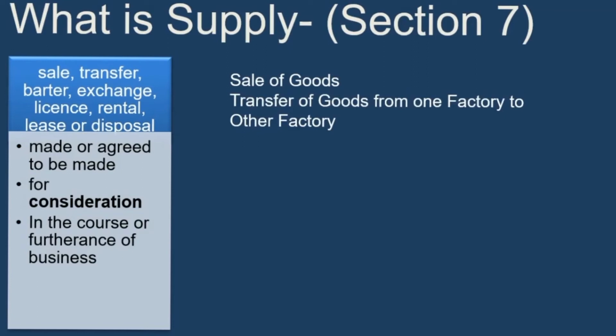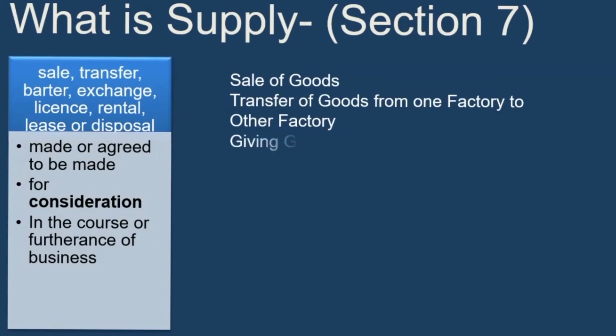Transfer. Transfer means transfer of goods from one factory to another factory. There are two factories of a person, one in Maharashtra and one in Gujarat. Transfer of goods from one factory to another is also treated as supply, provided the following three conditions are fulfilled. All these types of transactions will be treated as supply if these three conditions are fulfilled. What are the three conditions? They are made or agreed to be made, meaning they are actually supplied or agreed that they will be supplied; for consideration; and in the course of business. Then only this kind of transfer will be treated as supply.